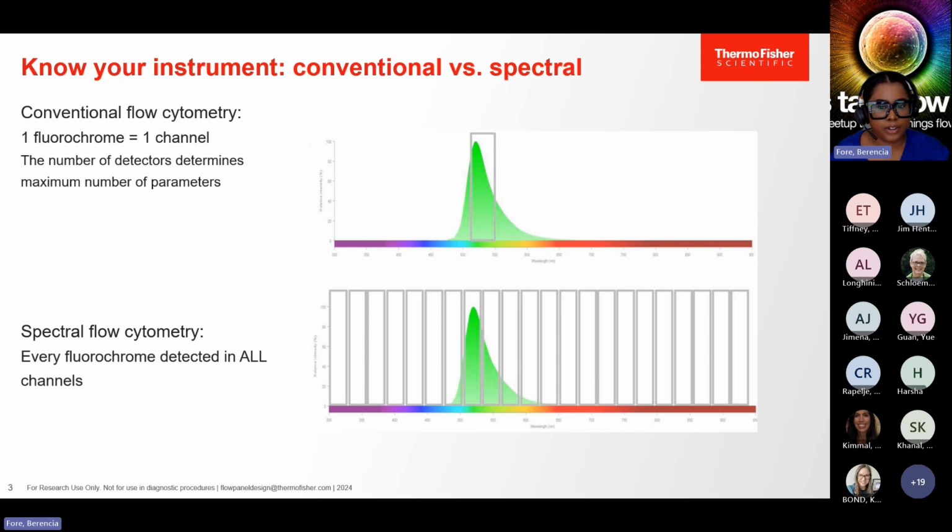In spectral flow, an array of detectors are used that cover a broad spectrum. And here's the key difference. Every fluorochrome in your panel is detected across all the channels. So instead of a one-to-one relationship, the entire emission signature of the fluorophore is captured. These light signals are then pieced together from all the detectors, and they're deconvoluted during the unmixing process.